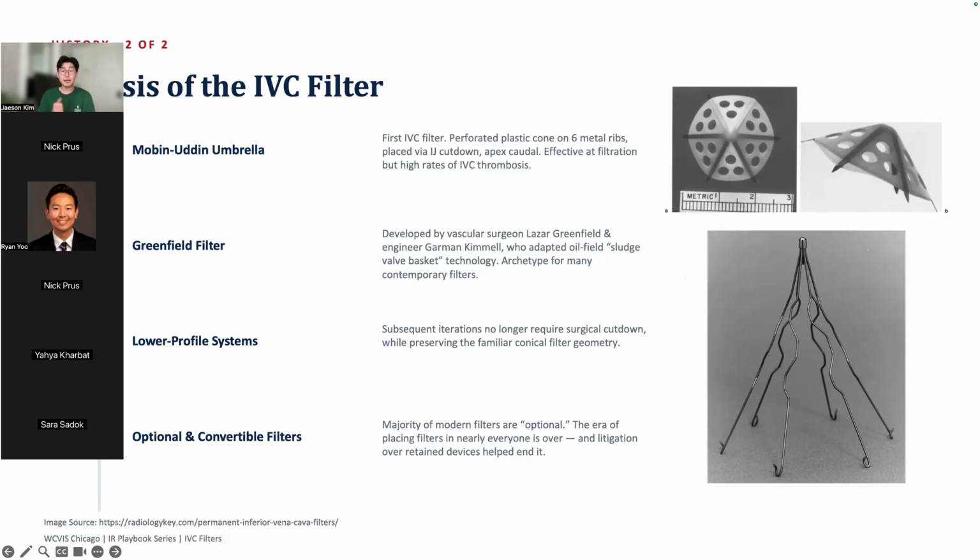And then in the 2000s, we got optional filters, the ones that can be removed. Something interesting that I heard from the podcast is that for a long time, doctors placed these IVC filters in almost everyone. But we've since learned that that was kind of overused, and it actually led to a lot of lawsuits. And so part of the practice now is being more careful and being more selective in which patients to put it into because of that history.